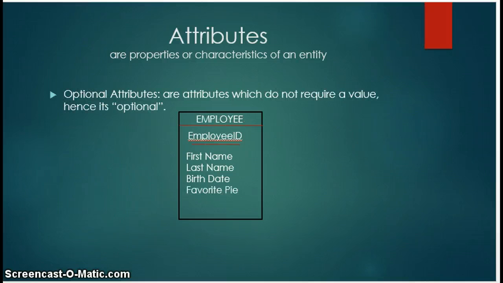Optional attributes are attributes which do not require a value, hence it's optional. Here you will have your employees. You will have your employee ID, which is required, your first and last name, and your birthday. But the favorite pie, you will not need to have it, hence it's optional.